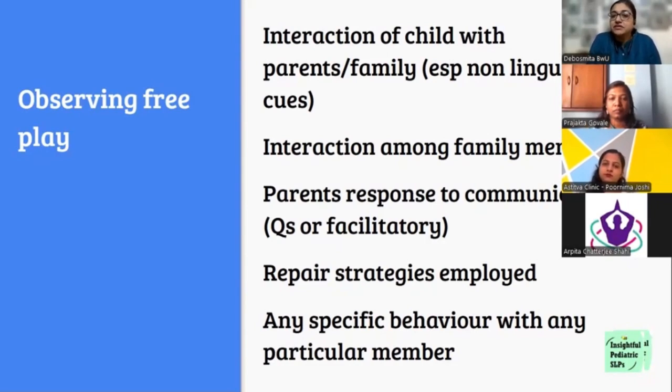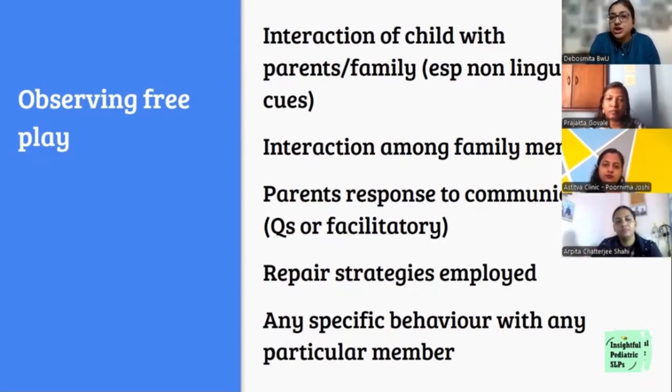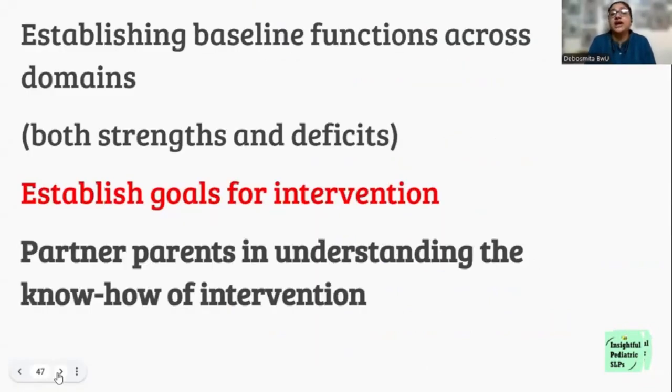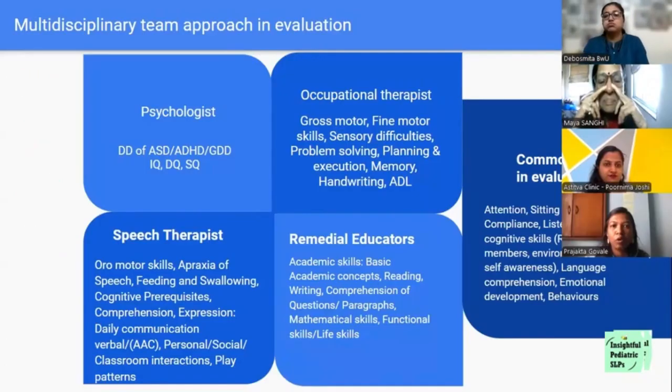We are actively looking at interaction of the child with the parents and the family. We are looking at non-linguistic cues which are going on. We are looking at interaction among family. What are we looking at? Why are we looking at it? And where we are going? Otherwise, the parent gets a very static kind of information, right? Where is the kid right now? And okay, what are his deficits? So getting the parent the developmental quotient or the social quotient.